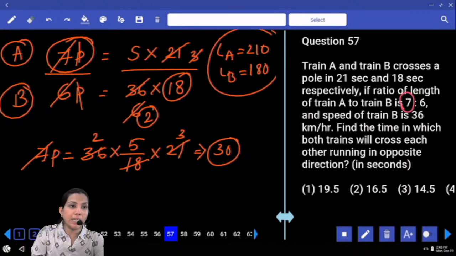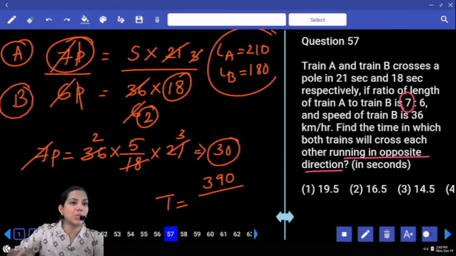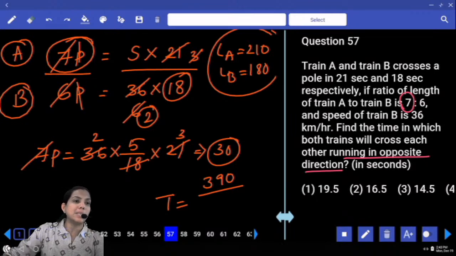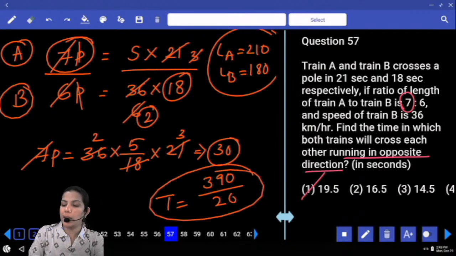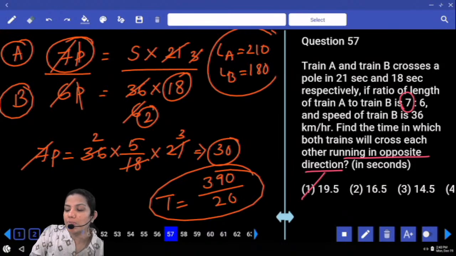Your question is find the time. What is time formula? Distance by speed. Distance value is equal to 390 and both are traveling in the opposite direction. Relative speed is S1 plus S2. 36 plus 36, 72 kilometer per hour to meter per second, multiply with 5 by 18, it is 20. 390 by 20, 19.5, first option. 19.5 seconds, first option.